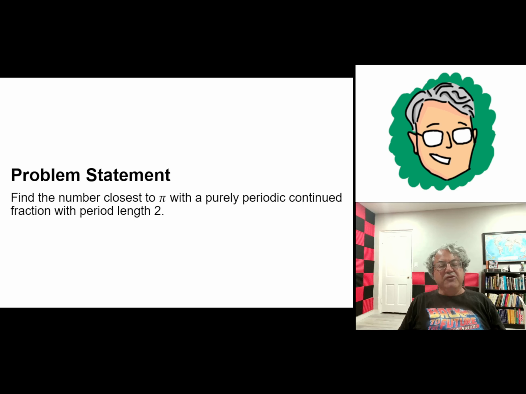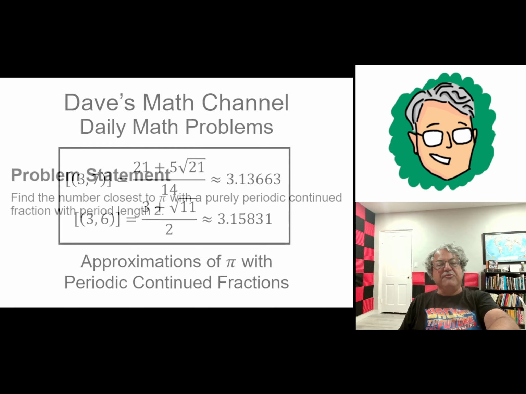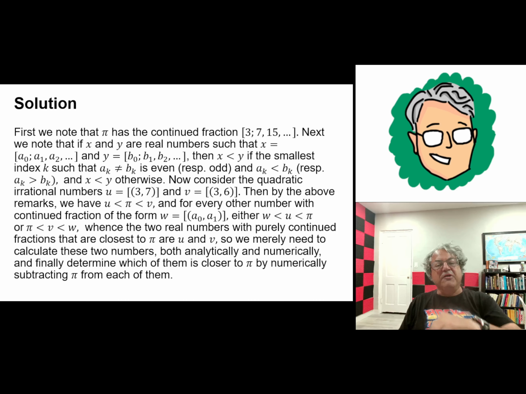We want to find the number closest to pi with a purely periodic continued fraction with period of length 2. I think you can see that these two examples have that form. When I put the terms in parentheses, it means those terms are repeated indefinitely, and there's no pre-period in this case, so it starts with an expression in parentheses. Maybe I should give you a little overview of continued fractions before we continue, because you might not be that familiar with them.